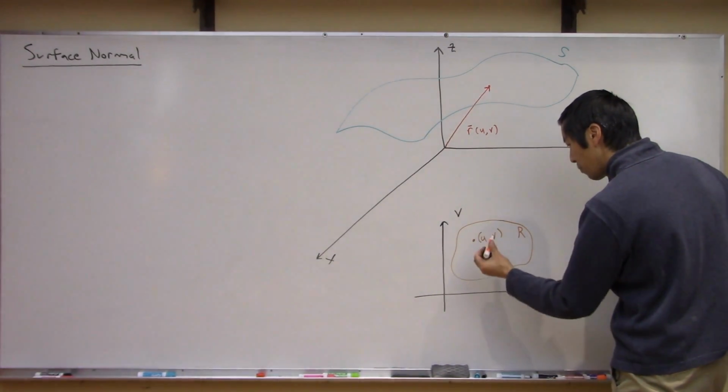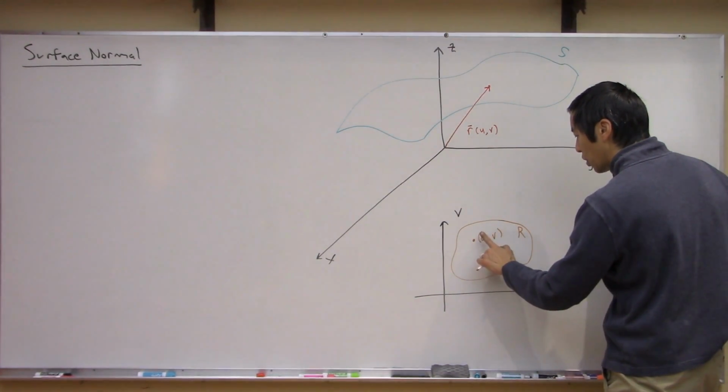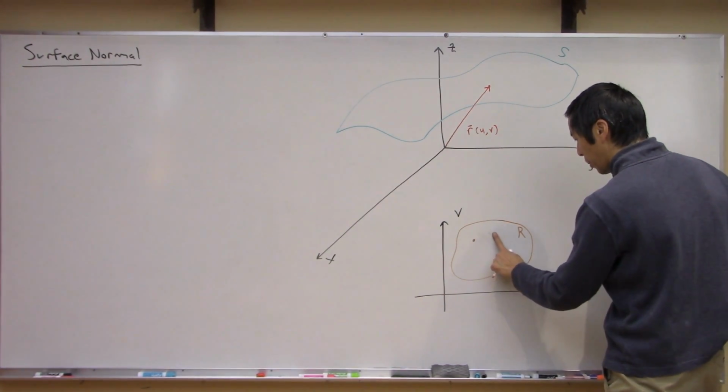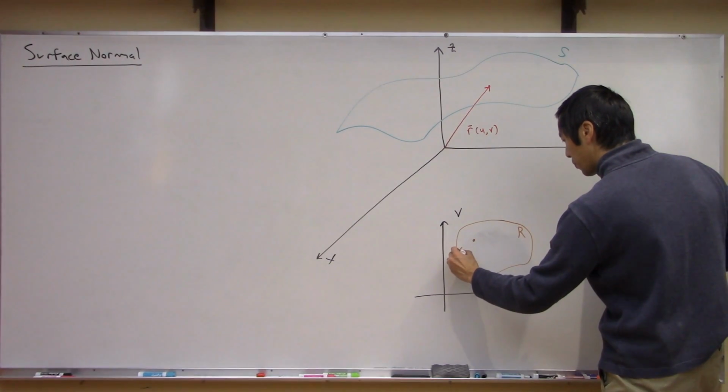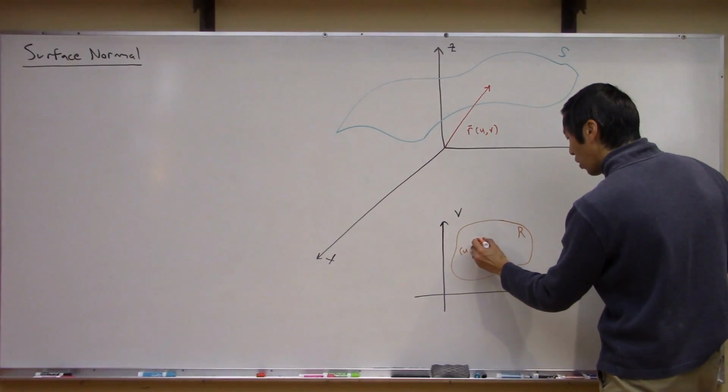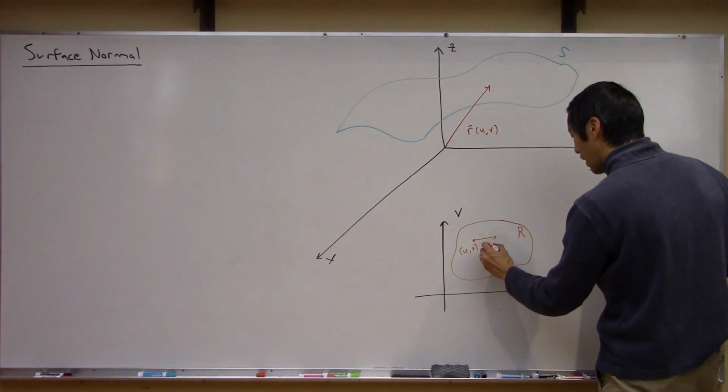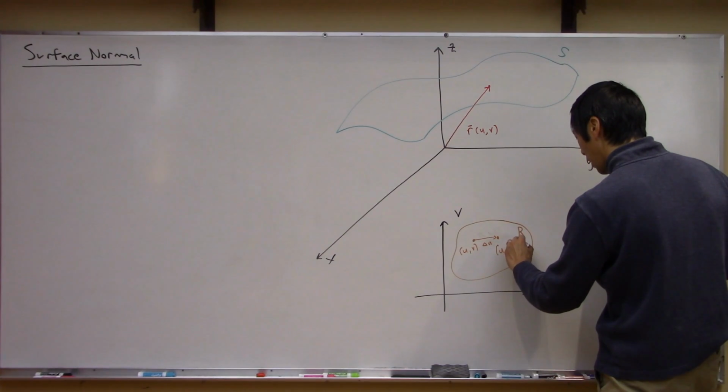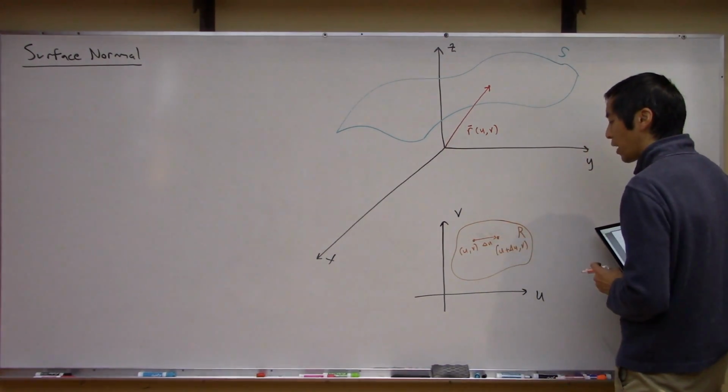So instead, let's change just u. Let me move this up here. Here is (u, v). What if I move some distance, delta u? Now I'm at the point u plus delta u and v. So here's another location.